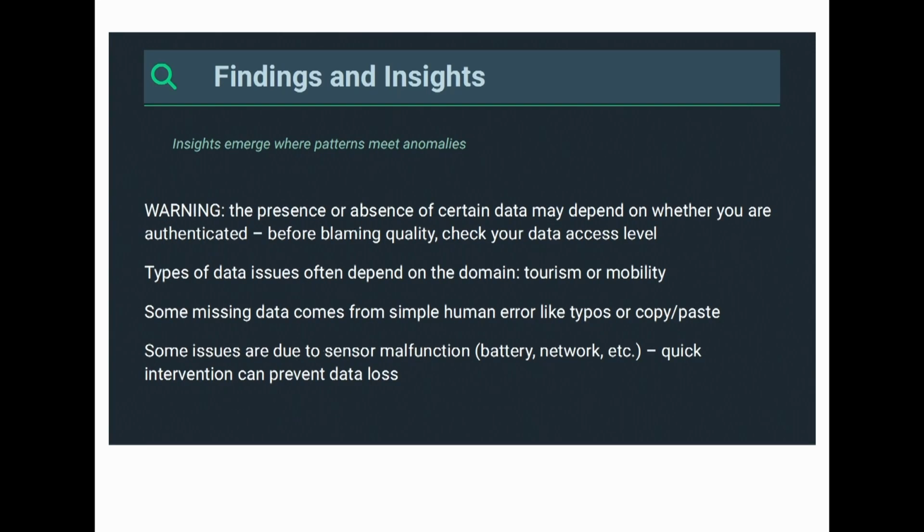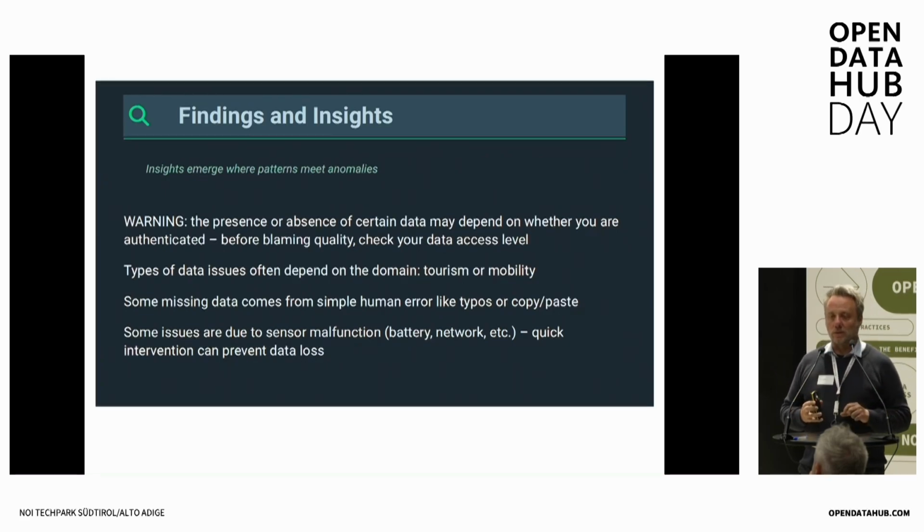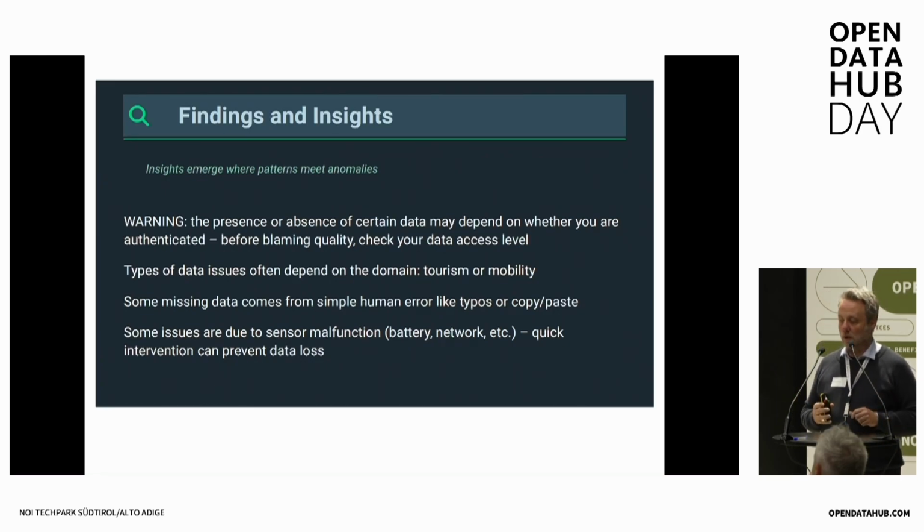Now some insight about the results of this quality check. First, I would give a warning, because Open Data Hub has some data or parts of the data that are not open. So if you see missing data, first ask if you have the authorization or the right to see all the data, because, for example, some are missing. This is important to not misunderstand. Missing data may depend on whether you are authorized or not.